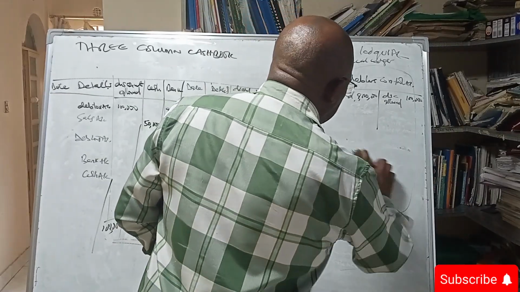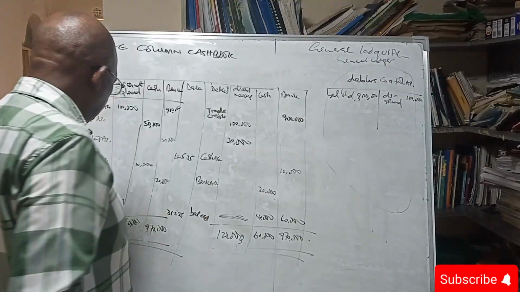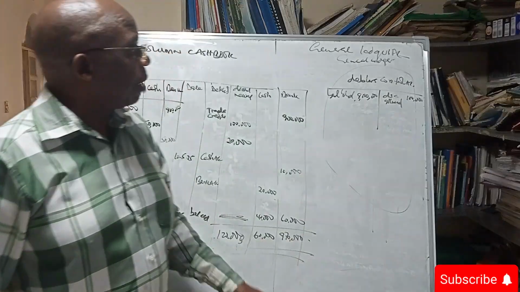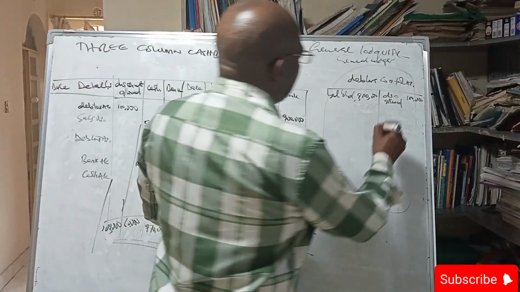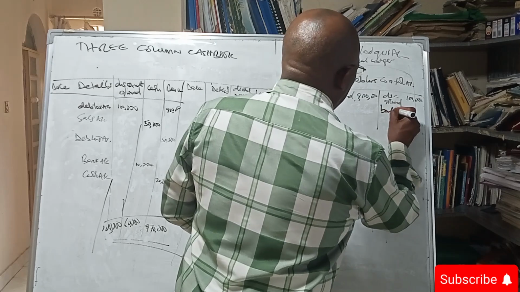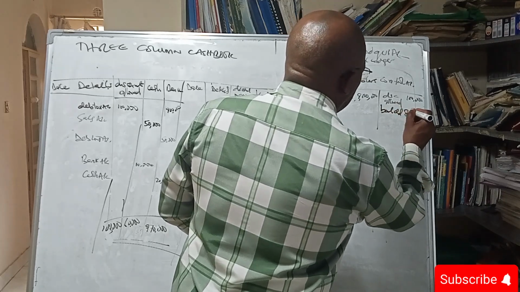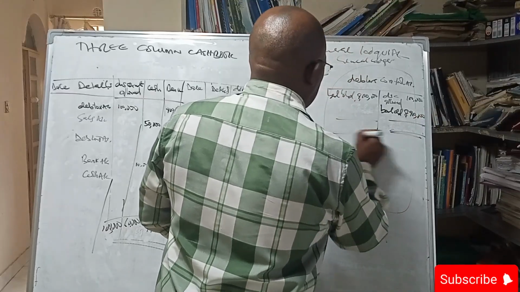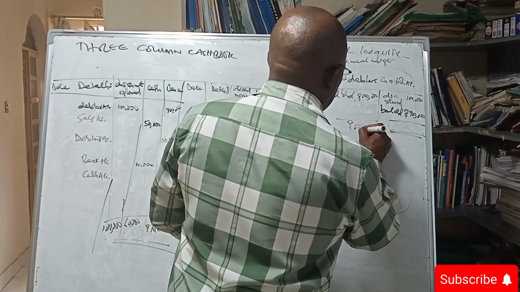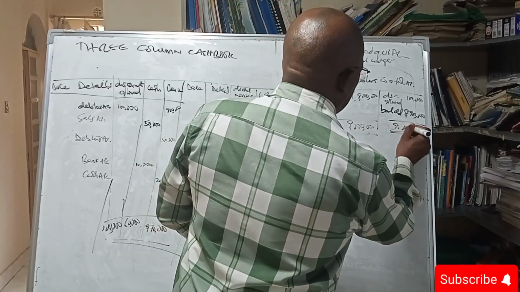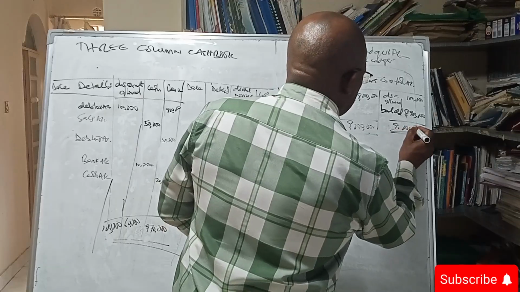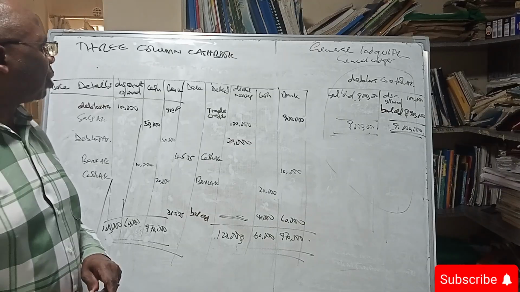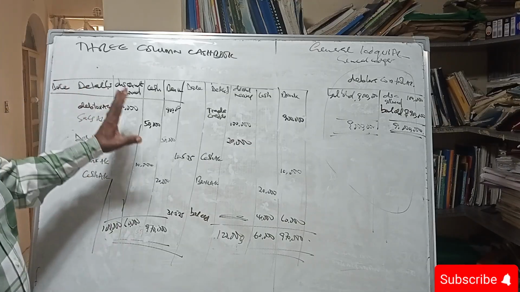So it's like we are capturing this discount allowed. All the debits here go to reduce the debtors in the debtors control account in the general ledger, so that we can now have the balance carried down of 8,900,000. That is the most important thing you need to know about the 3-column cash book.